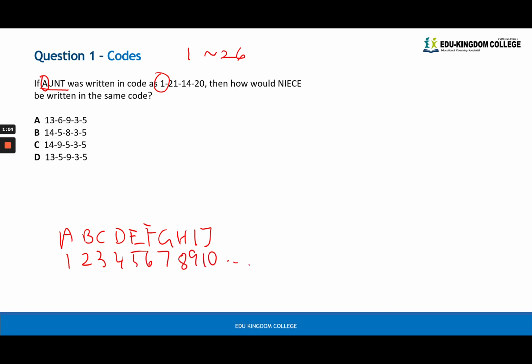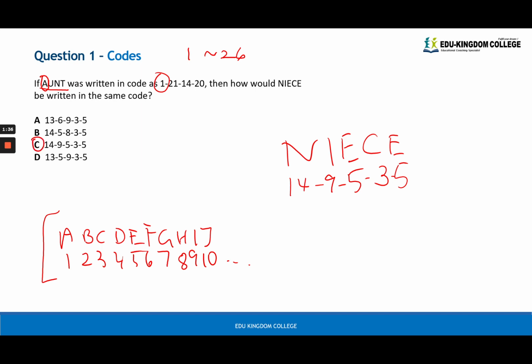Okay? So how would niece be written in this same code? We know that using just like this bit we have, that ECE, E is 5. Okay, let's write it out big actually. So 5 will go here, C is 3, and I is 9. N is actually 14 if you keep writing it. And the code that is most similar to that is C, exactly the same.